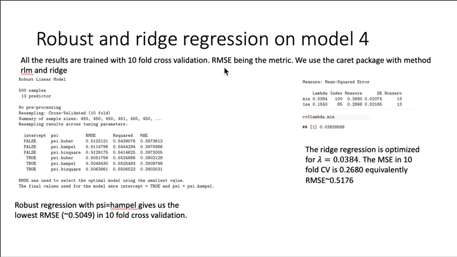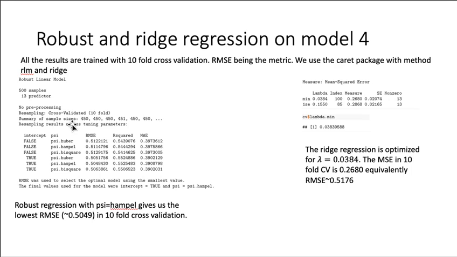So here are the results for the robust and ridge regression on model 4. All of these results are trained with tenfold cross validation. The models are chosen to minimize the root mean square error based on the tenfold cross validation. We use the caret package with the rlm and ridge methods for this. First, here we have the robust linear regression.